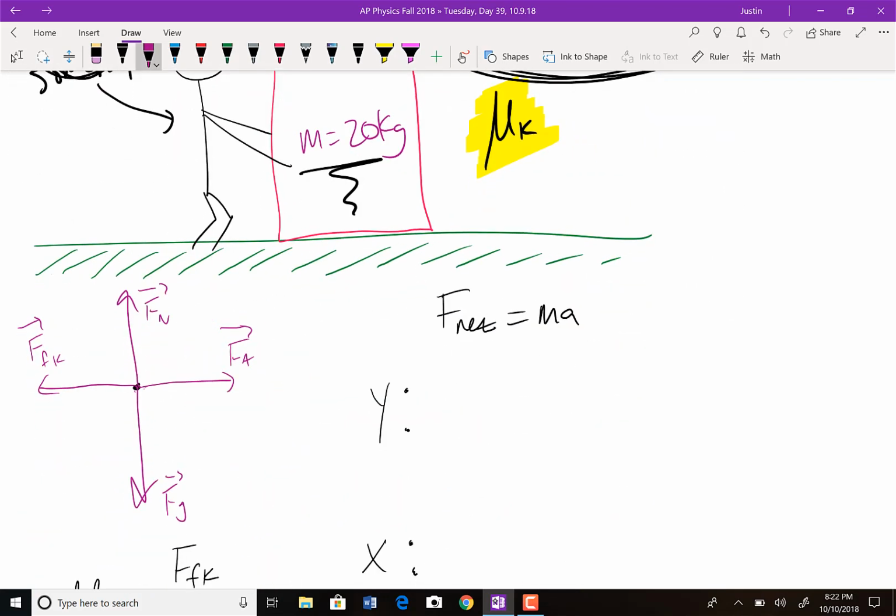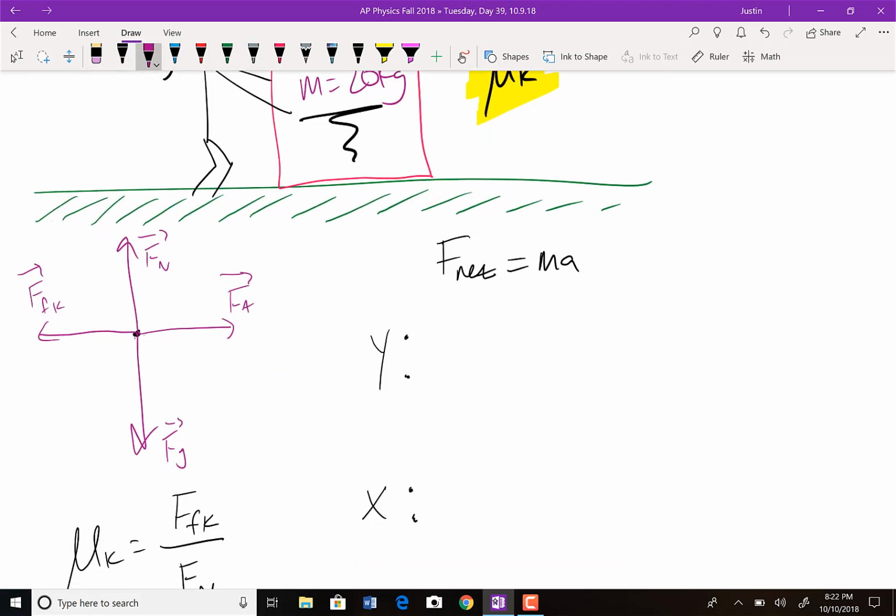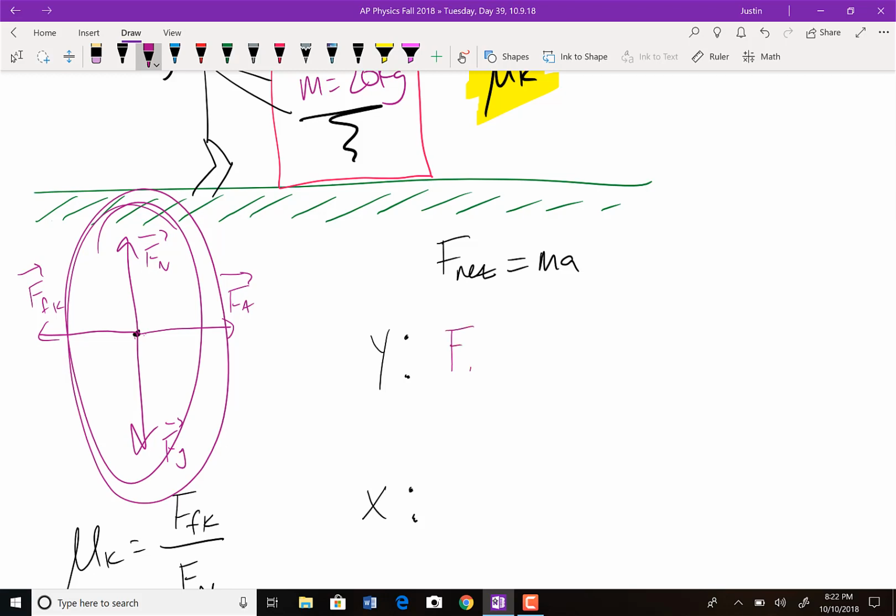Once I do that, I then go, okay, now I'm going to do the second law along y. The only two forces I have along y are the normal force and the gravitational force. The normal force is positive, so it's going to be Fn minus Fg, and it equals the mass times the acceleration along y.